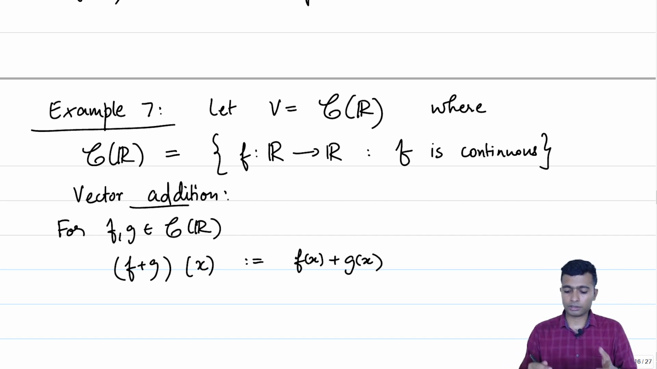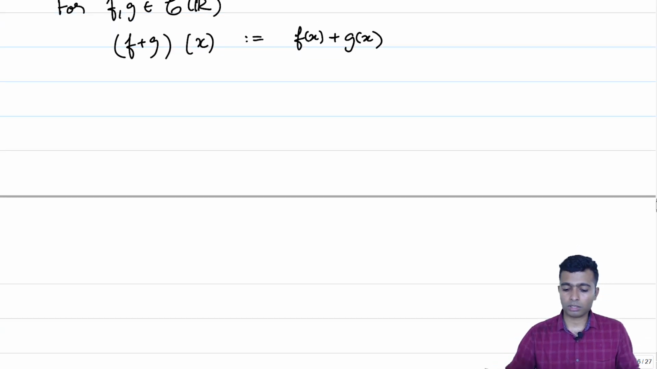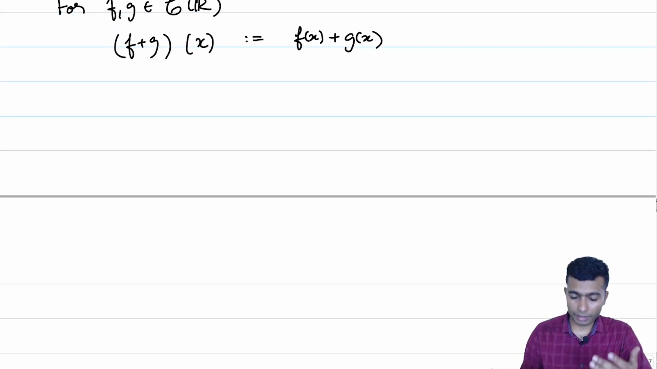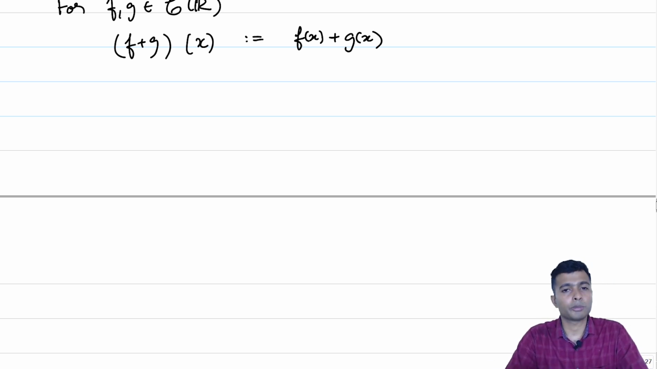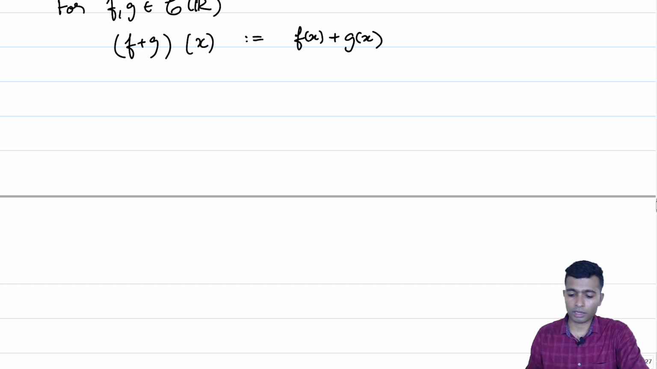Now, notice that this makes f plus g into a function from R to R, and some more background in real analysis will tell us that whatever we have defined turns out to be continuous as well. So, the closedness is something which I will not verify now and leave it for you to verify later after doing a course in real analysis.